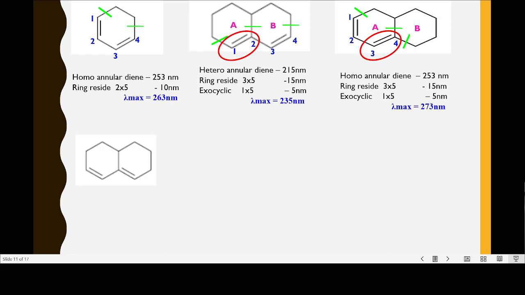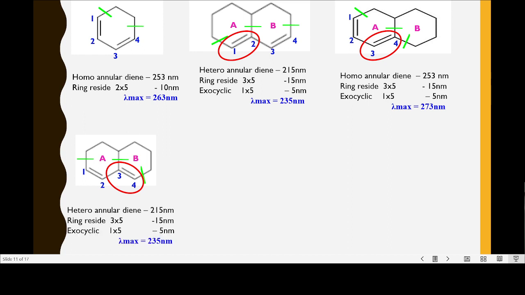Coming to the next problem, there are two rings A and B. Then start writing 1, 2, 3, 4 for the butadiene structure. What will be the base value? It is a heteroannular diene. So obviously it will be 215 nanometer. Then start drawing the residues: 1, 2 and 3. 3 residues are there. So we have to check whether any exocyclic bonds are there. For ring A, one exocyclic bond is there. For ring B, there is no exocyclic bond. So what would be the lambda max value?